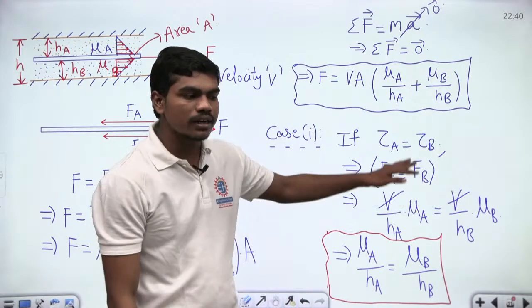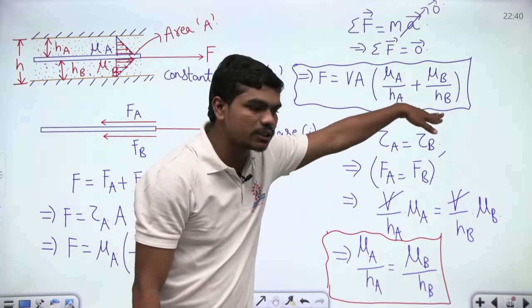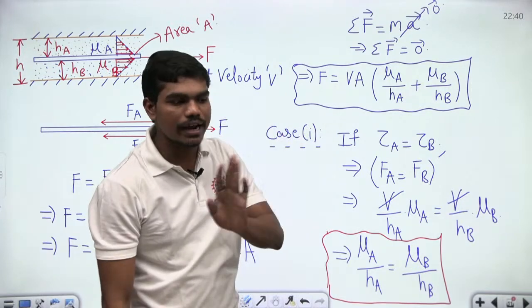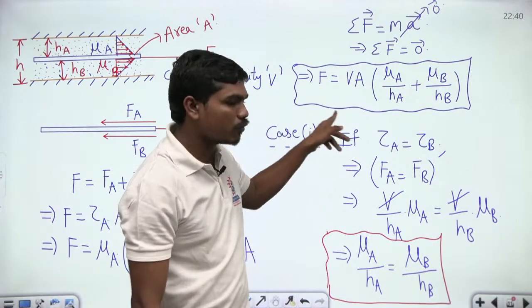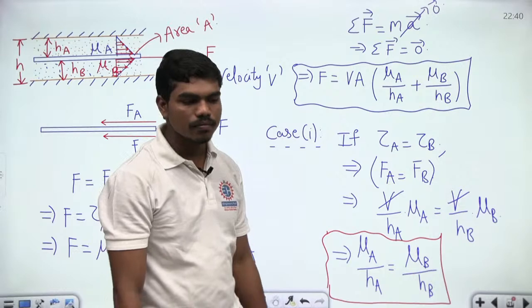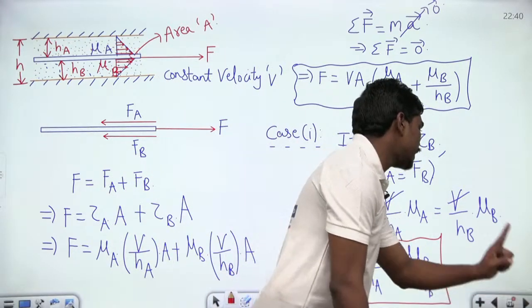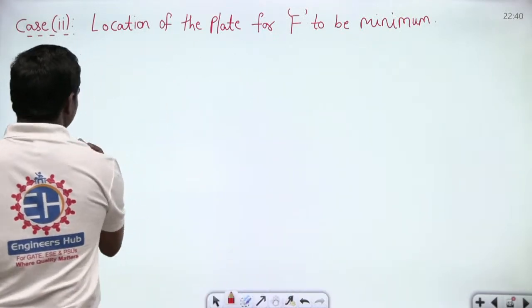Yes or no? So please respond. Depending upon your values of HA and HB, of course, once your mu A and mu B are fixed, meaning if the dynamic viscosities of A and B are fixed, please tell me, will this force get affected? Yes, it gets affected, definitely. So now let us see how much it gets affected.